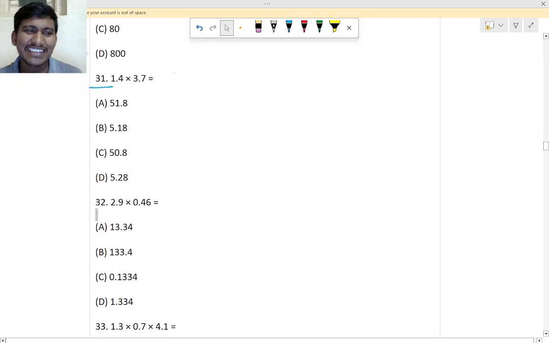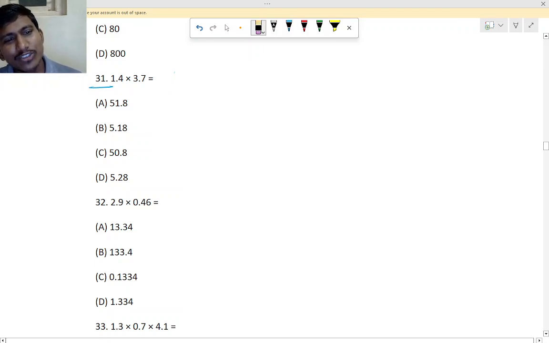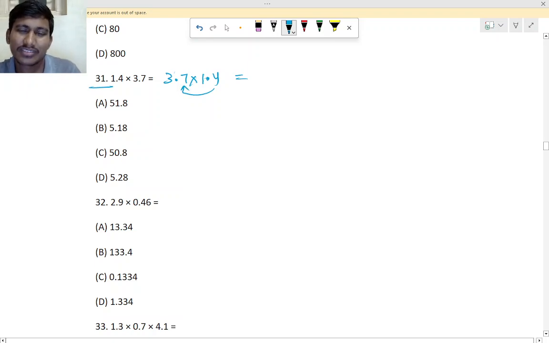It is very easy. Multiplication how do you do? You write like this. 3.7 into 1.4. Now 14 table. 14 sevens are 98. 9 carry. 14 threes are 42. 42 plus 9 is how much?